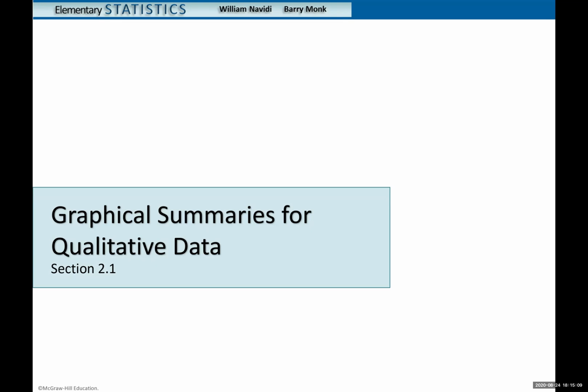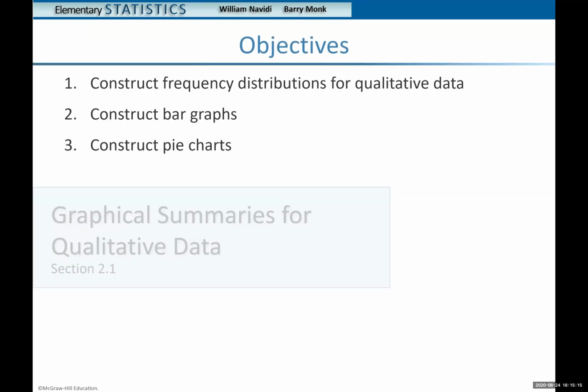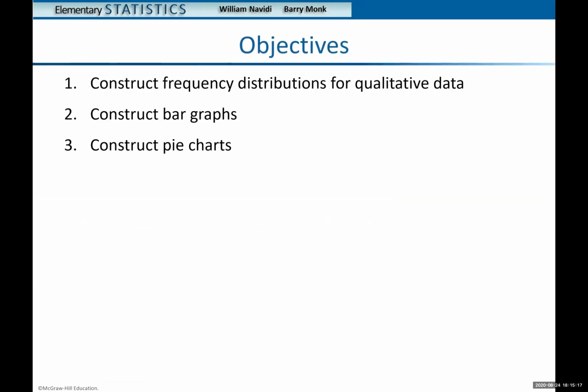All right, so next one is graphical summaries of data. And we start with 2.1, and these are the objectives. Number one, construct frequency distributions for qualitative data, construct bar graphs, and then construct pie charts.